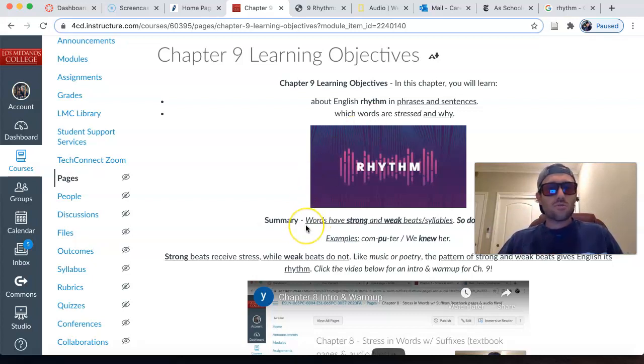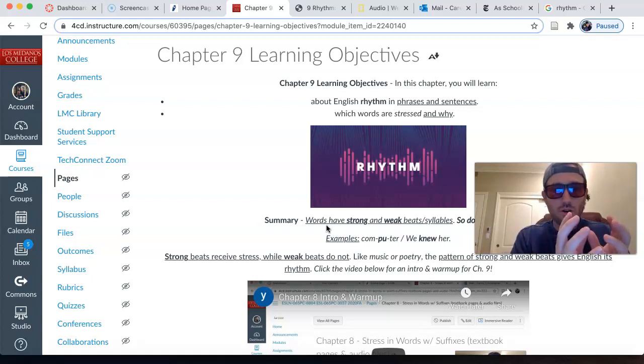So in summary for this chapter, words in English have strong and weak beats, right? Like the beats of music in a song. And really the beats of language are syllables. You have strong syllables, syllables that are stressed, and you have weak syllables, syllables that are unstressed. Words have this, and so do sentences in English.